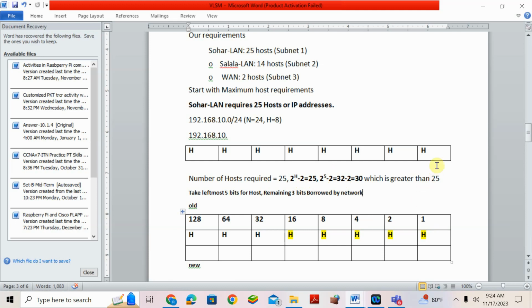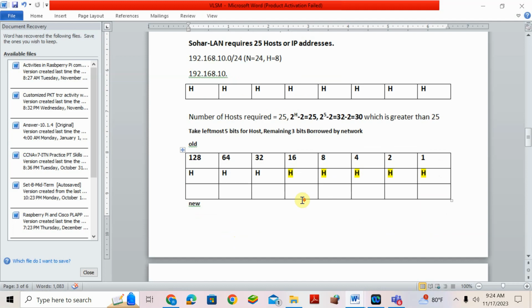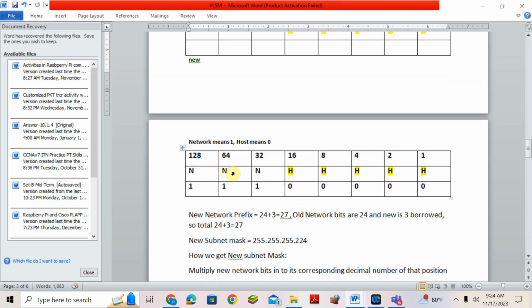So out of these 8 host bits, I will take from the left 1, 2, 3, 4, 5. 5 host bits I will take. Remaining 3, who will take? As I told you, subnetting means the network will take or borrow bits from the host. So these 3 will go for network. Okay, 3 bits for network.